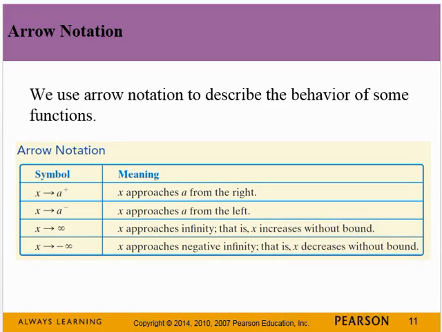So we're going to look at something called arrow notation and use arrows to describe the behavior of some functions. Your first one, x arrow a to the positive, means x approaches a from the right. X arrow a to the negative, x approaches a from the left. X arrow infinity means x approaches infinity, so x increases without bound. And x arrow negative infinity means x approaches negative infinity, so x decreases without bound.